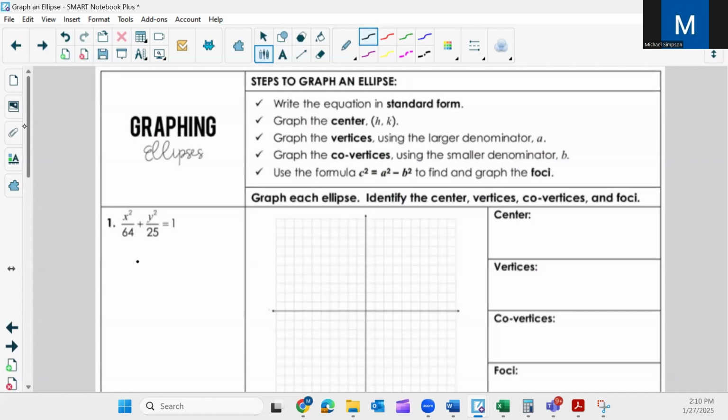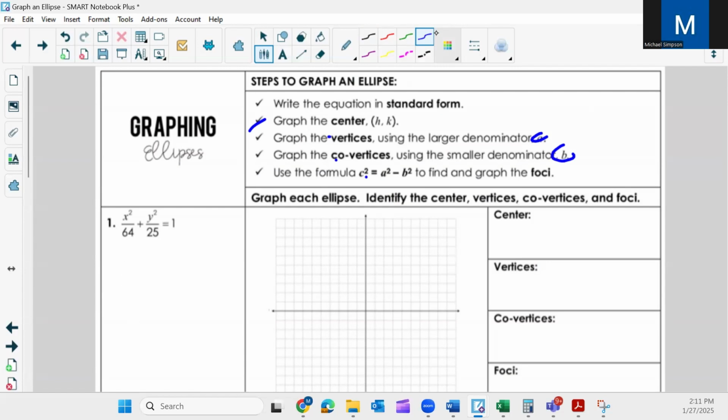All right, next we're going to find the center. Then we're going to find the A and the B value. That will help us find the vertices and co-vertices. And then we find our foci. Okay? Here we go. Let's look at the first one.